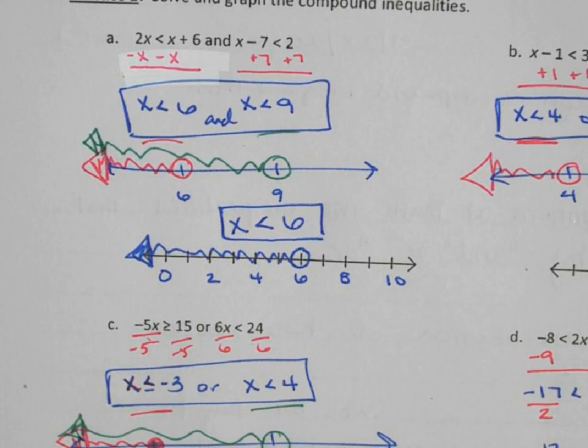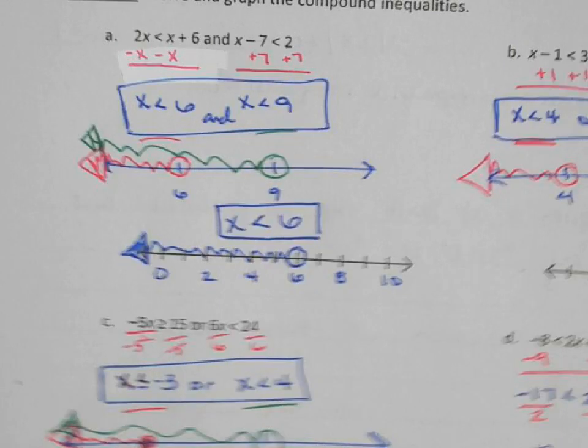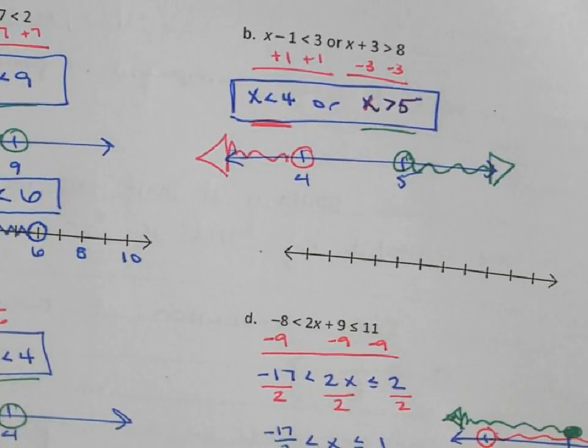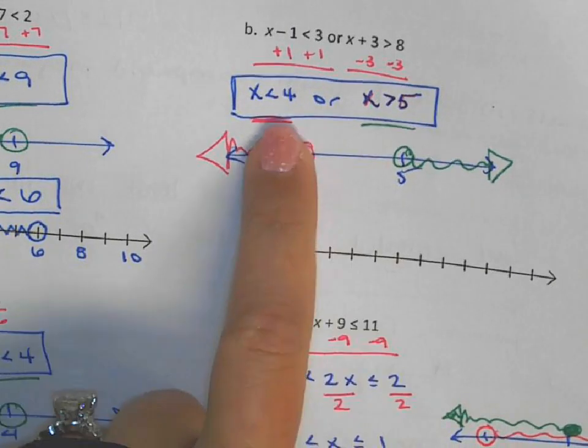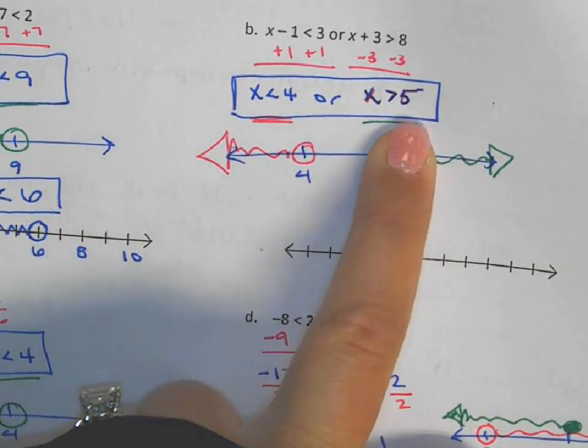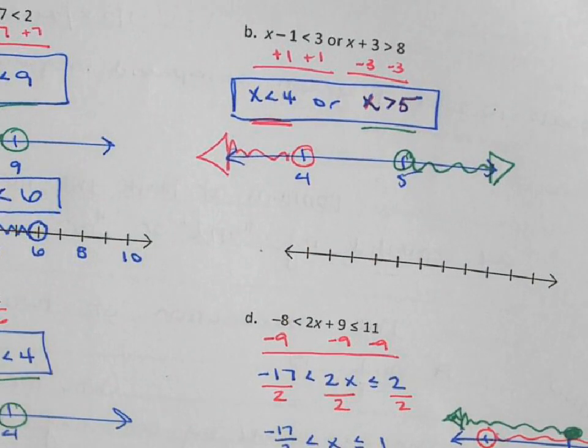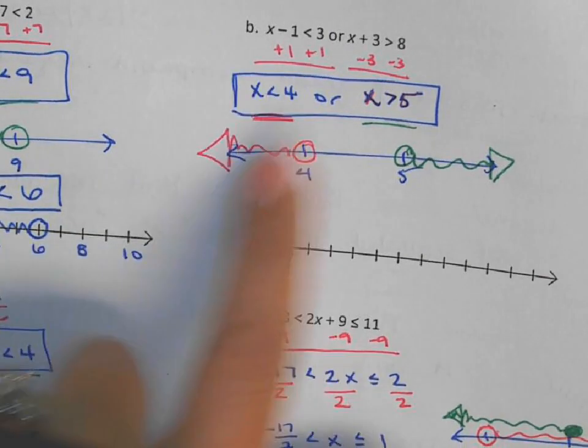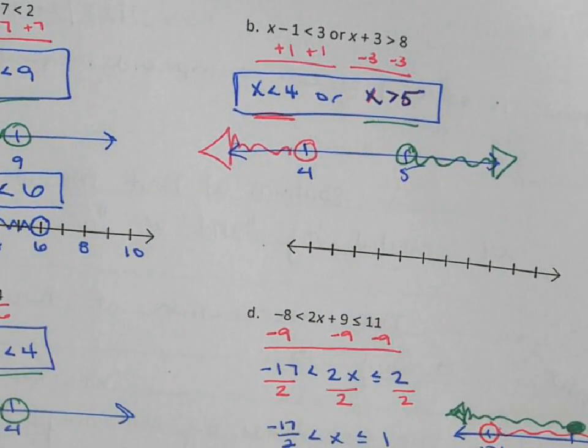Is that okay? All right, let's look at B. So x is less than 4 or x is greater than 5. Raise your hand if you got that far. Okay, good. I graphed this one in pink. I graphed this one in green. And this is an or statement.